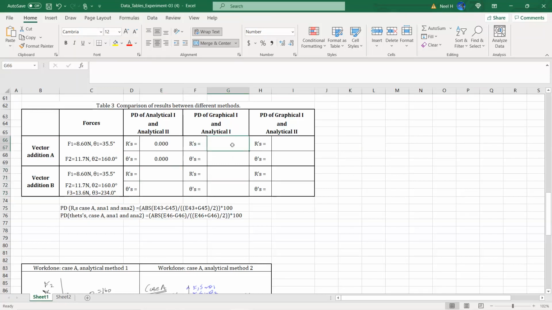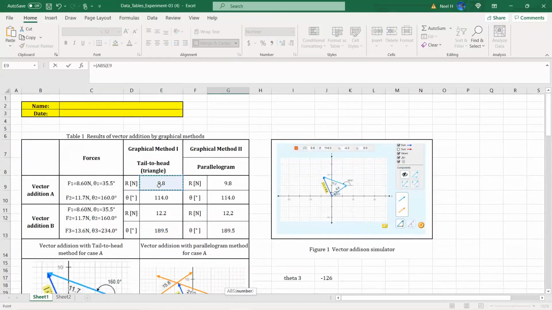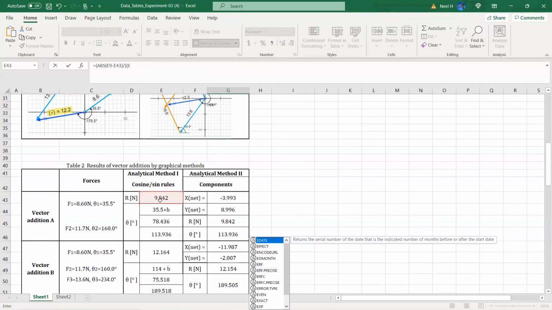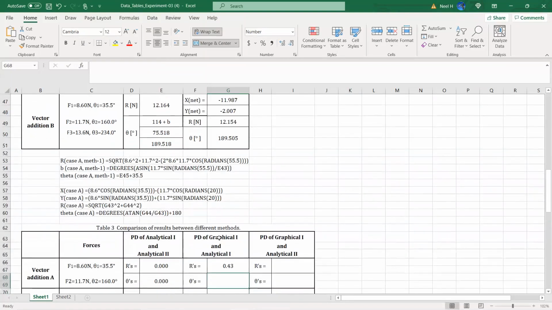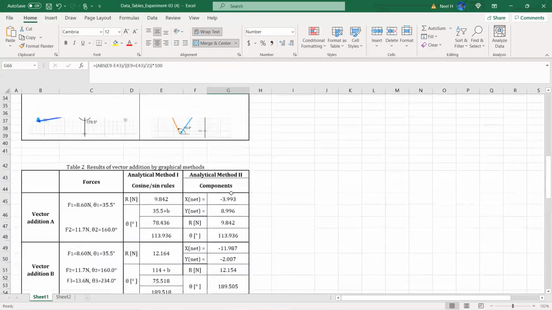Okay, let's compare that. Resultants, open bracket ABS, open bracket graphical method 1, table 1, cell number E9 minus analytical method 1, cell number E43, close bracket, divide by open double bracket, E9 plus E43, close bracket, divide by 2, close double bracket, multiply by 100. So that shows a number, which makes sense because in the graphical method, the numbers are rounded to two significant figures for case A. That's why the error is still a rounding error actually.